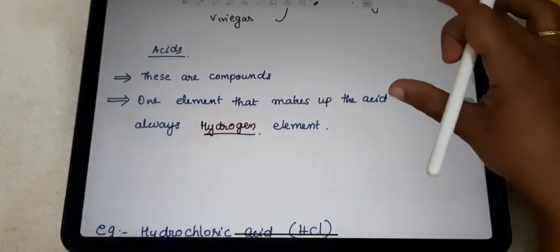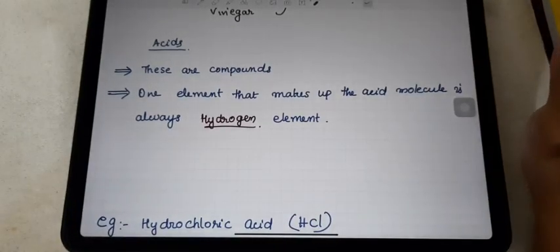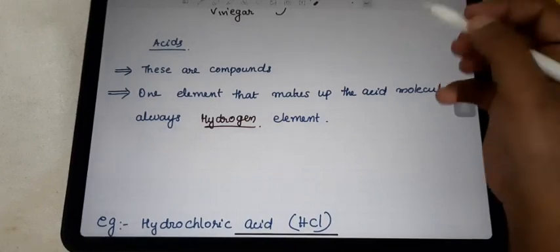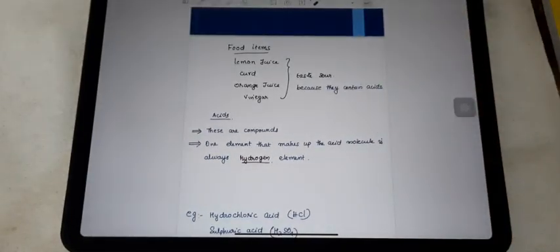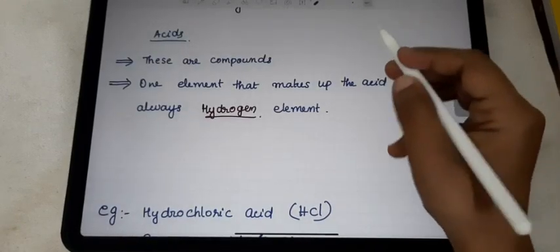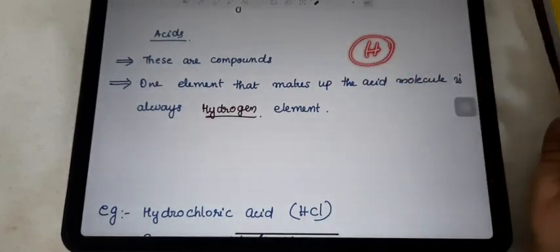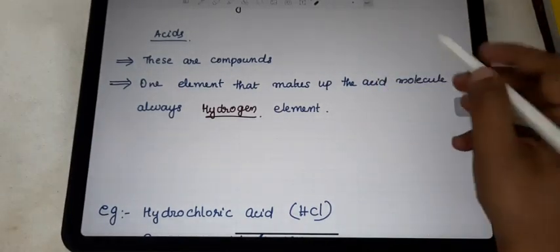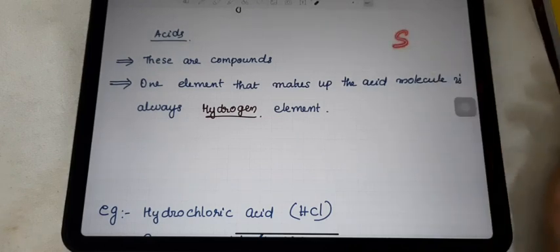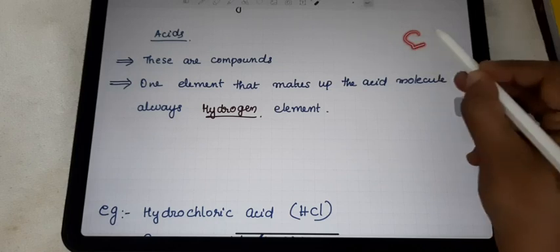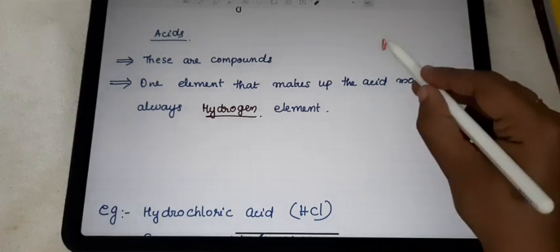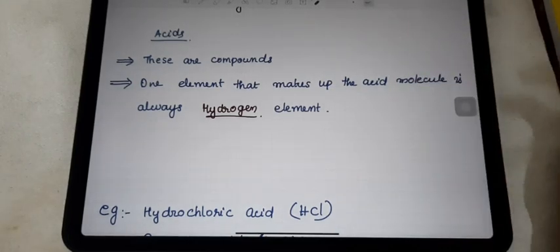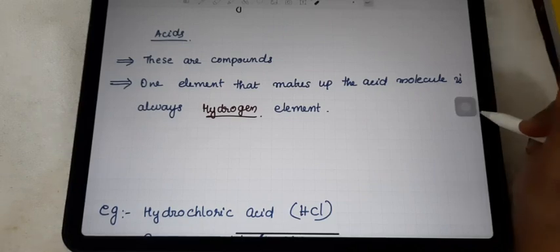Yes, an acid is a compound. What is meant by compound? When elements combine, it results in a compound. Elements: hydrogen is one of the elements, chlorine, oxygen, sulfur, phosphorus, carbon, nitrogen. Likewise, there are a lot of elements in chemistry.